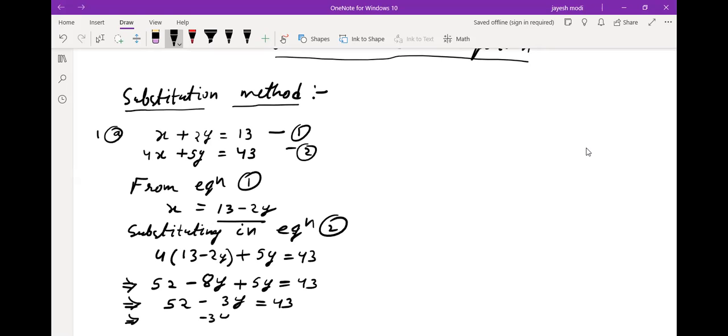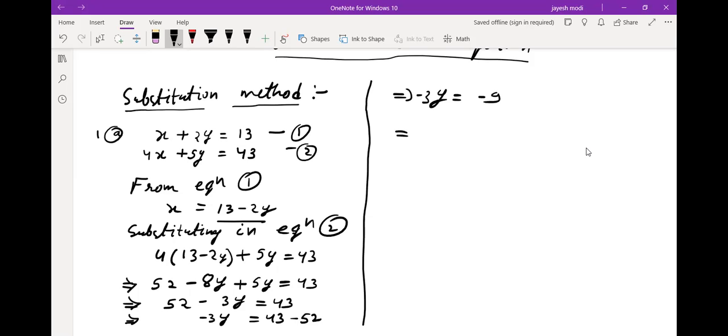It implies minus 3y equals 43 minus 52. And it implies minus 3y equals minus 9. It implies y equals minus 9 upon minus 3. So y equals 3. Is that clear to you?